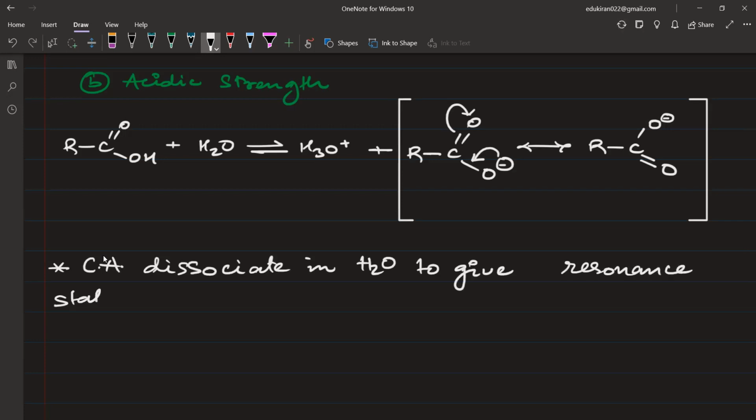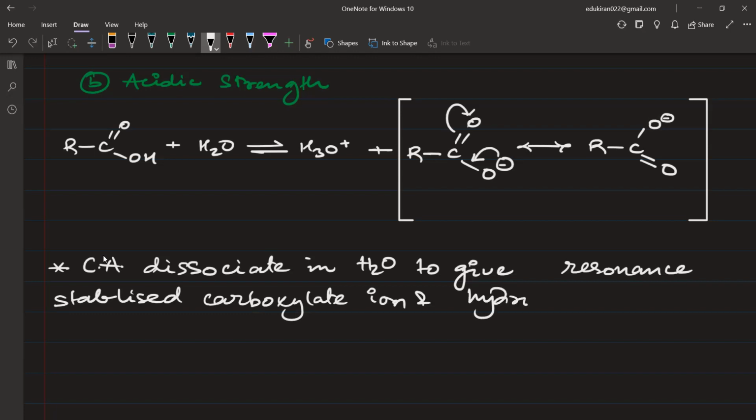Resonance stabilized carboxylate ion and hydronium ion. Hydronium ion क्या है आपका? H3O plus. ठीक है, that is why when they ask how is carboxylic acid acidic in nature, why is it acidic in nature, then you will say because it dissociates in water to give resonance stabilized carboxylate ion and hydronium ion.